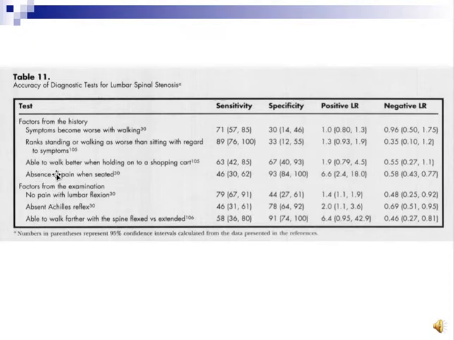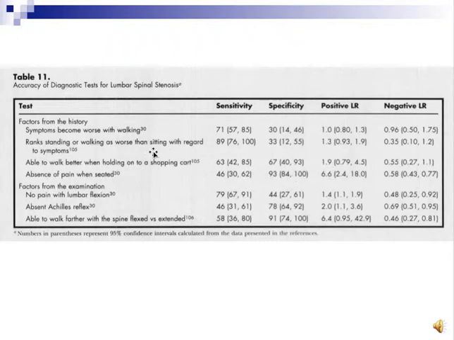So the absence of pain when seated. This means that when they're up walking around, they have pain, but when they sit, the pain goes away. So we can see here the sensitivity is not good at ruling it out, but it's very good at ruling it in. That's the specificity, so spin. So the positive likelihood ratio is high, and the negative likelihood ratio is really not that significant. So that brings up the idea of how we interpret a negative and positive likelihood ratio.